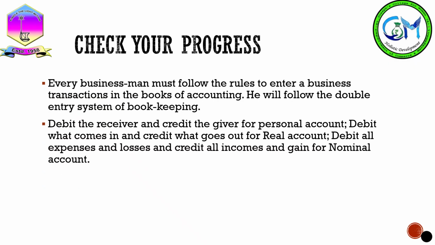So students, check your progress. Every businessman must follow the rules to enter business transactions in the books of accounting. He will follow the double entry system of bookkeeping. Debit the receiver, credit the giver for personal account. Debit what comes in and credit what goes out for real account. Debit all expenses and losses and credit all incomes and gains for nominal account. These are the rules which have to be followed by every businessman to enter business transactions in the books of accounting.